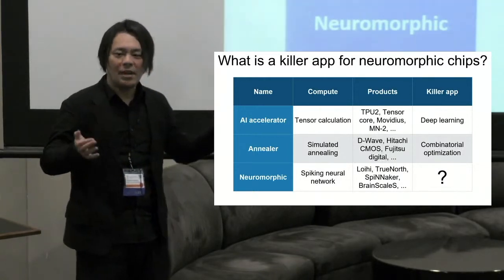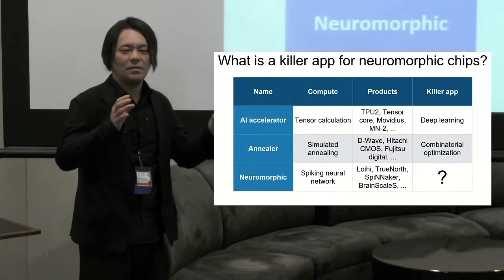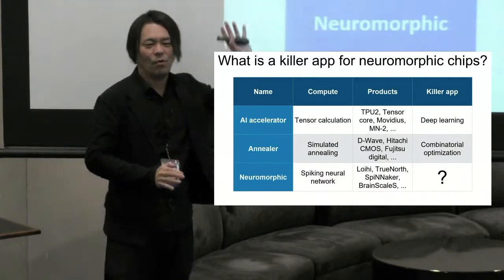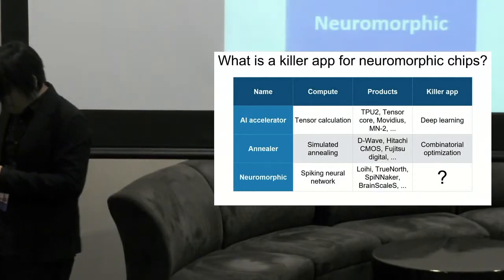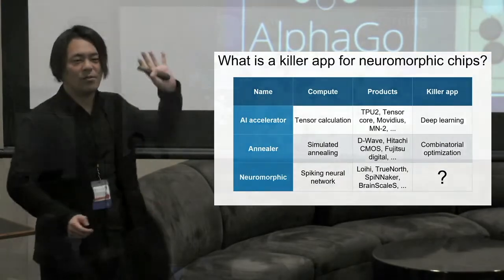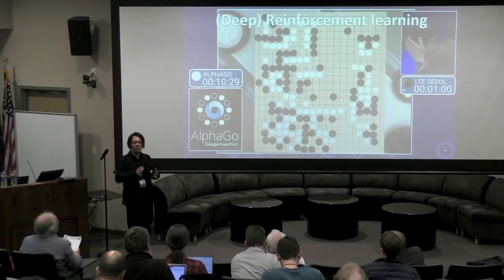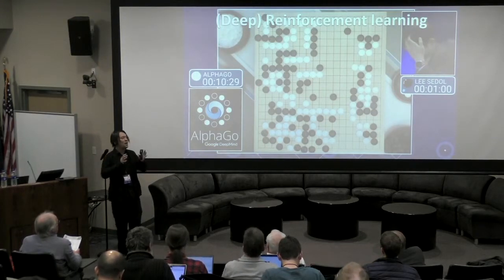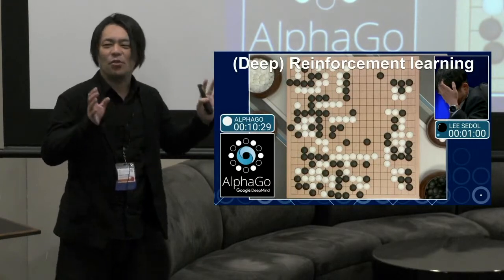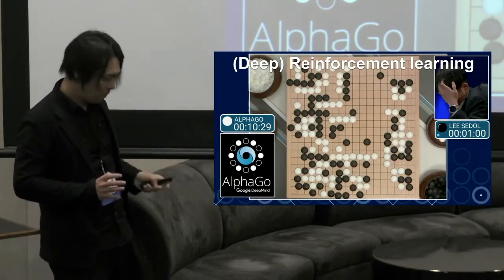However, these applications can be done by other technologies as well. So I think the killer app is something that can be done only by neuromorphic processors. So what is the killer app for neuromorphic chips? In my opinion, reinforcement learning can be a killer app for neuromorphic chips. Specifically, online on-chip low-power reinforcement learning can be done only by neuromorphic chips. So I think this is our target application.